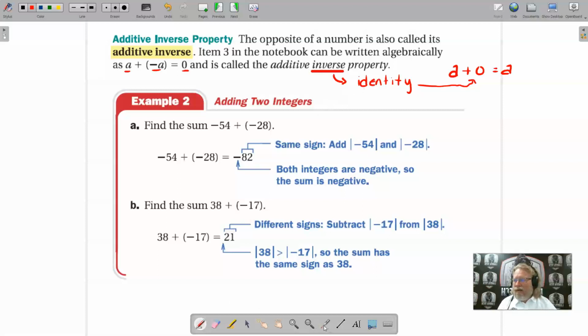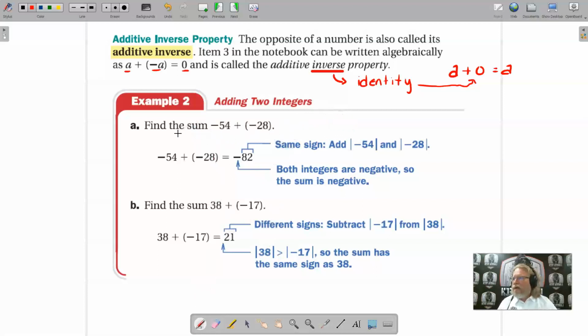So let's look at how that works with example 2. So adding 2 integers, find the sum. Remember, sum means to add, and the numbers that we're adding together are called addends. That's ADDENDS. The numbers that are being added together are called addends, and the result is called a sum. So I'm going to do a little bit of erasing here, get all that out the way.